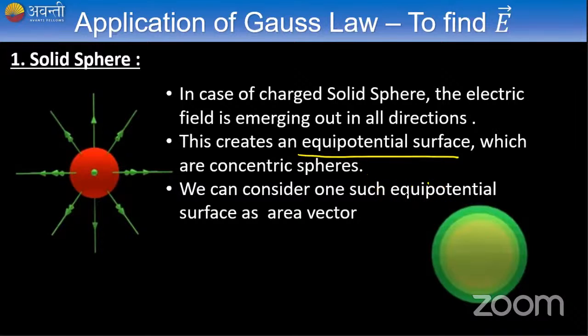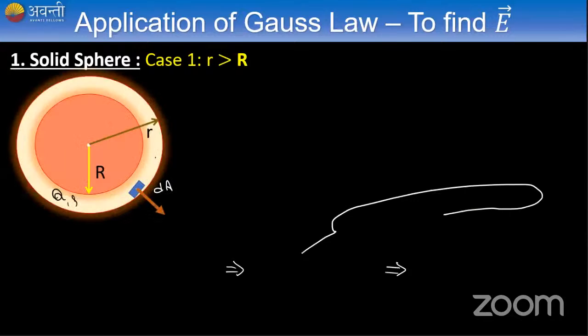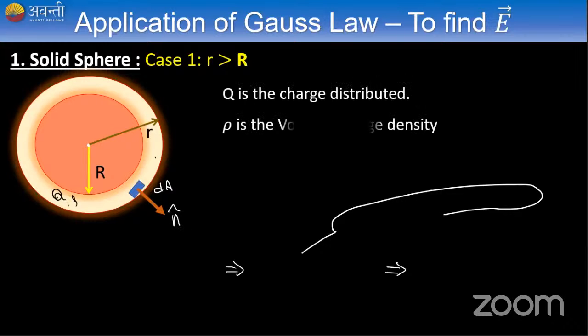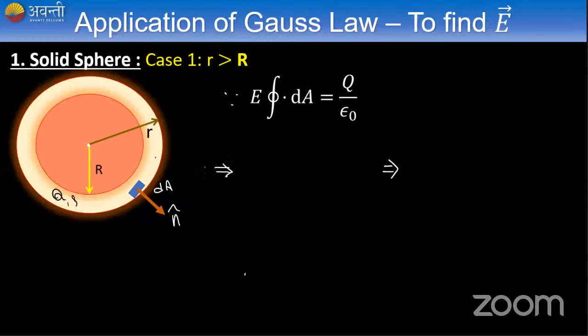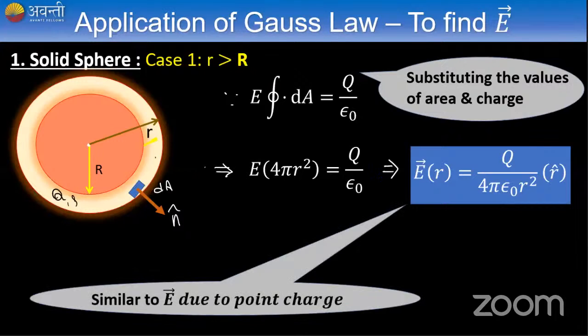Then one of these equipotential surfaces was considered to calculate the electric flux, right? So we applied it for the electric flux in the case of outside the sphere. What was the flux? In this case, we got the flux to be similar to that of a point charge: E is equal to Q by 4 pi epsilon naught r square. So for the electric field of a solid sphere outside the sphere at a distance r, we got an expression similar to that of a point charge, right? The electric field due to a point charge.